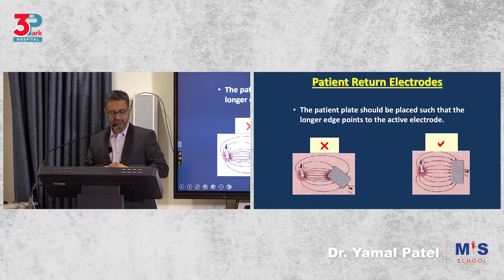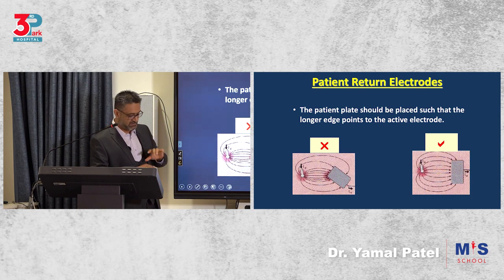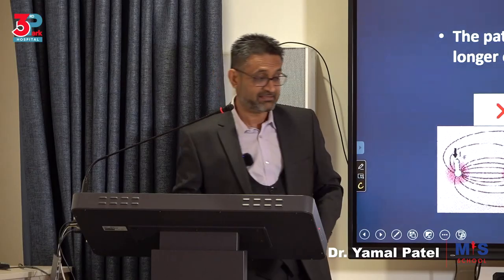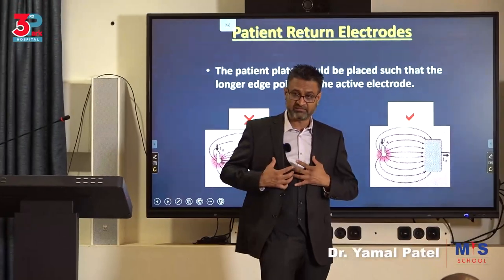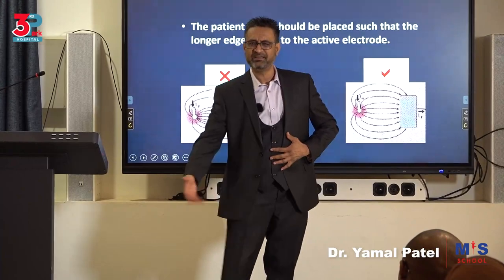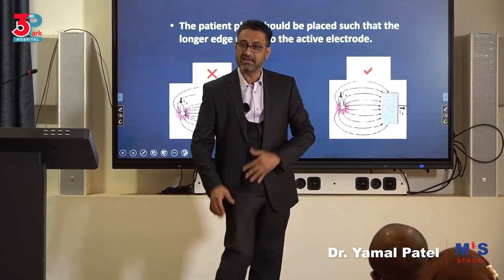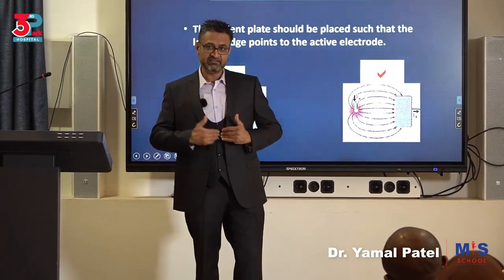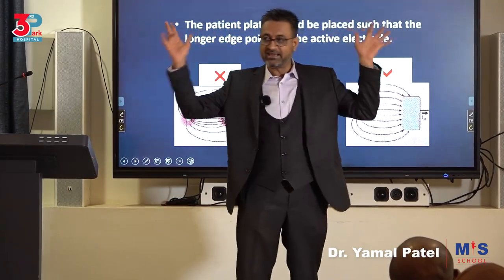Return electrode rules. They should always be placed across the patient. I always tell people the return electrode should be closest to the surgical site. So you don't operate here and put it here. That's a bit far. Put it close to the patient, under the buttocks, in the thigh would be best. The reason is you don't want stray current to find its way from here to here. It's pretty far, so it looks for exits.